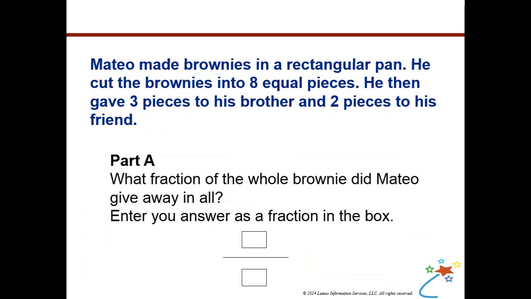Well, if he gave 3 pieces to his brother and 2 pieces to his friend, that would be a total of 5 pieces out of the 8 pieces that he had altogether. So the fraction that we would write in the box would be 5 as our numerator and 8 as our denominator.